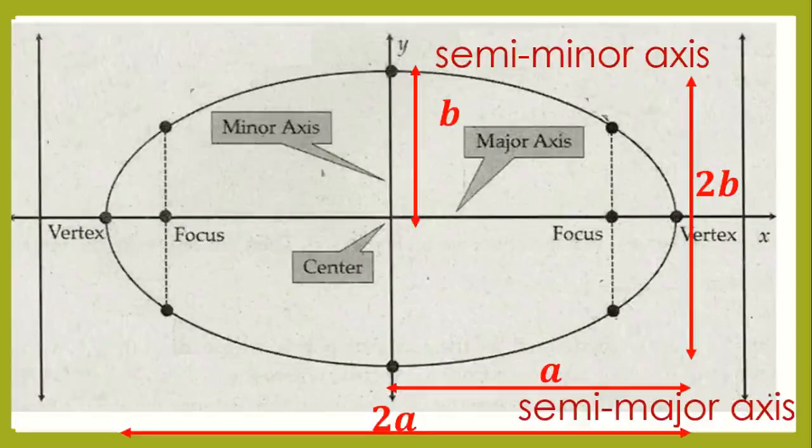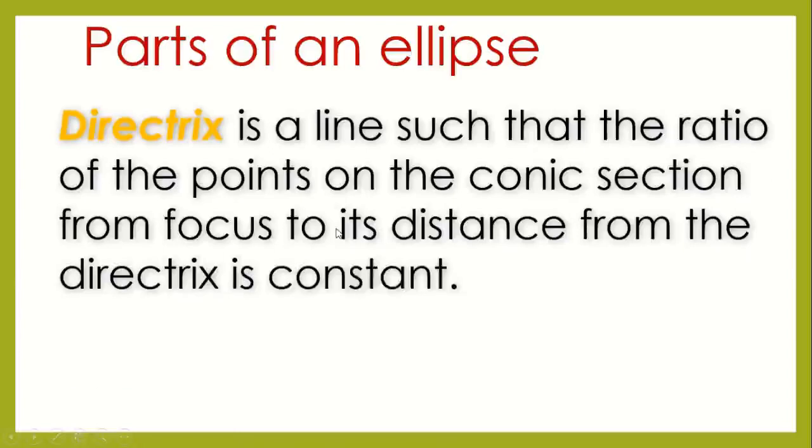Again, ang major axis also called transverse axis. Minor axis is also called conjugate axis. At ang haba nila, 2a for the major axis, kalahati nun, a, also called semi-major axis, and the length of the conjugate axis is 2b. Its half is the semi-minor axis, equivalent to b. Okay?